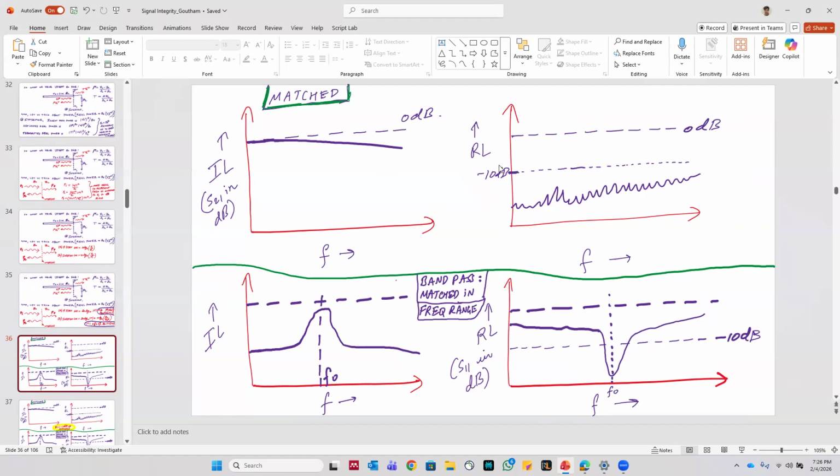Oh, incidentally, right? What does minus 10 dB correspond to in terms of how much reflection do you have in percentage to get minus 10 dB?